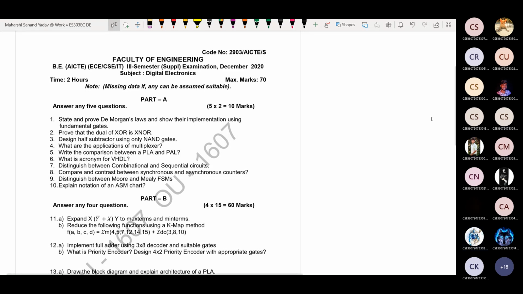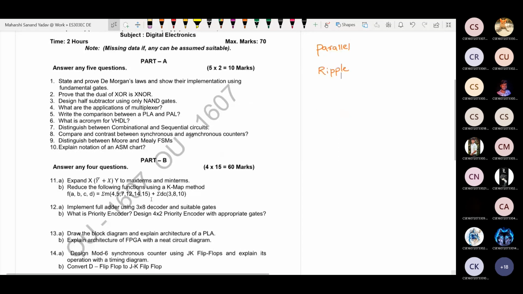Okay, what is another name for synchronous? Synchronous is also called as? Parallel. Correct. Synchronous is also called as parallel. Asynchronous? Asynchronous counter is also called as ripple counter. So almost 2 long questions and 2 short are coming from just 1 unit, unit number 4.